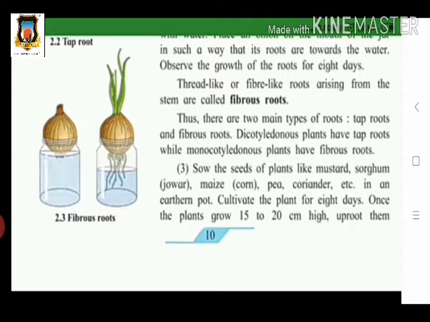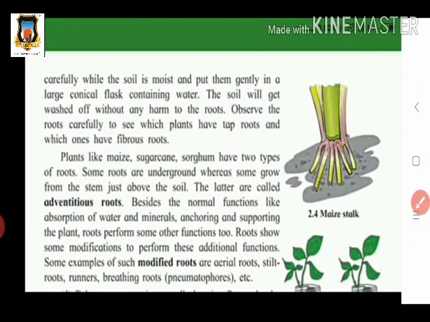After uprooting, what should we observe? Observe carefully. Uproot them carefully while the soil is moist and put them gently in a large conical flask. After uprooting, some soil is sticking to these roots. So we put them gently in a large conical flask, and by doing this the soil will get washed off without any harm to the roots.